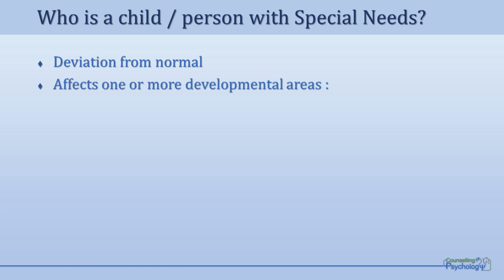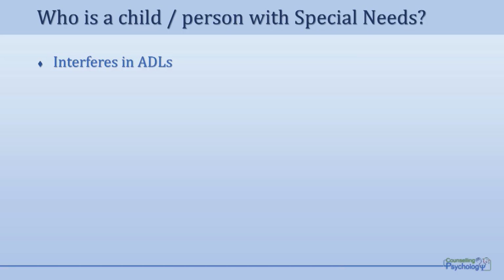They show different characteristics and might have difficulties in one or more of the developmental areas like physical development, intellectual development, social and emotional development. These deviations in development may hamper their day-to-day functioning and activities of daily living, which are called ADLs.